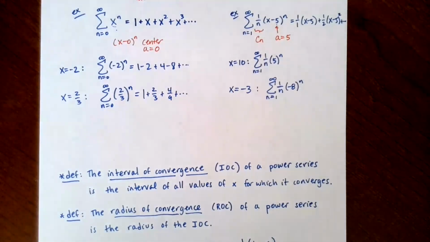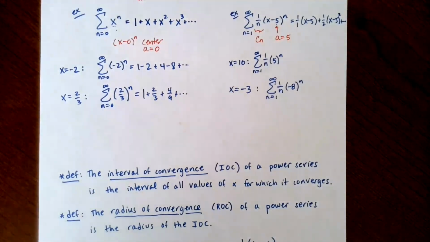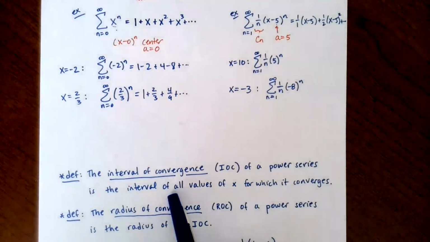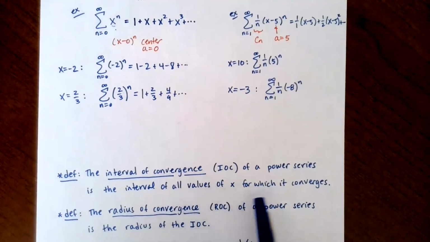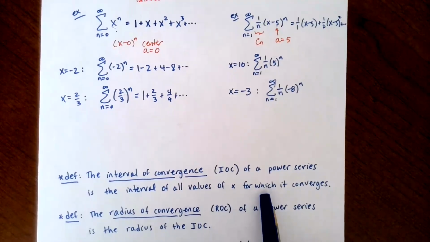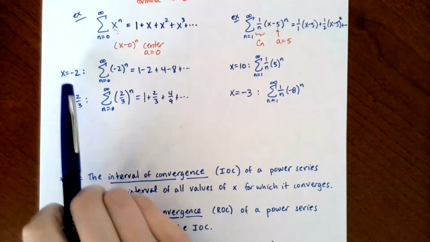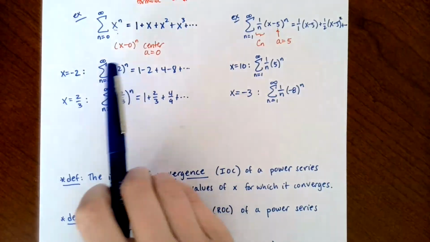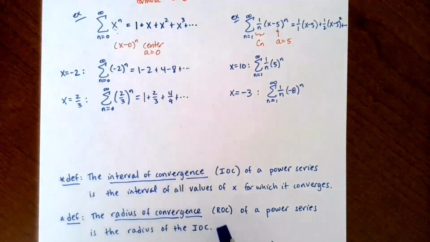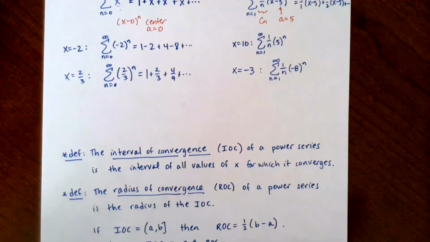The interval of convergence, which I'll abbreviate IOC, is the interval of all the x values for which it converges. So it's all the values of x that you can pick that actually create a convergent series here. The radius of convergence, which I'll abbreviate ROC, is technically the radius of that interval, and I have a few explanations of that below here.